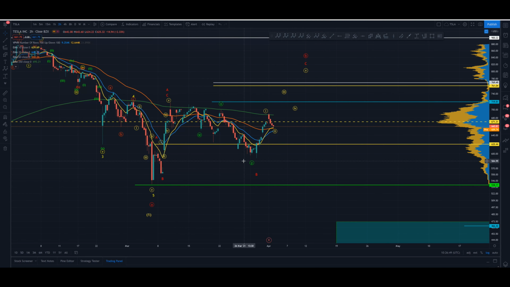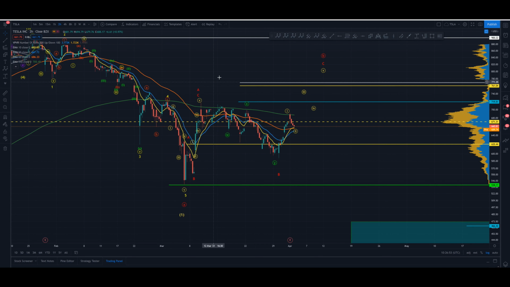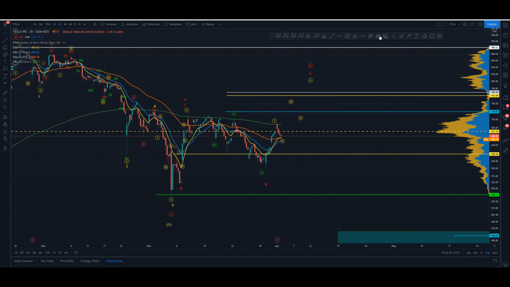So I don't think we're going to break down below this low in the meantime. All I'm waiting for is the completion of 5 waves higher. 1, 2, 3, 4, 5, something like this. I think we've done the wave 1 and the 2, with 3, 4, 5 to come. Could end up going through this level. So let's talk about those levels.